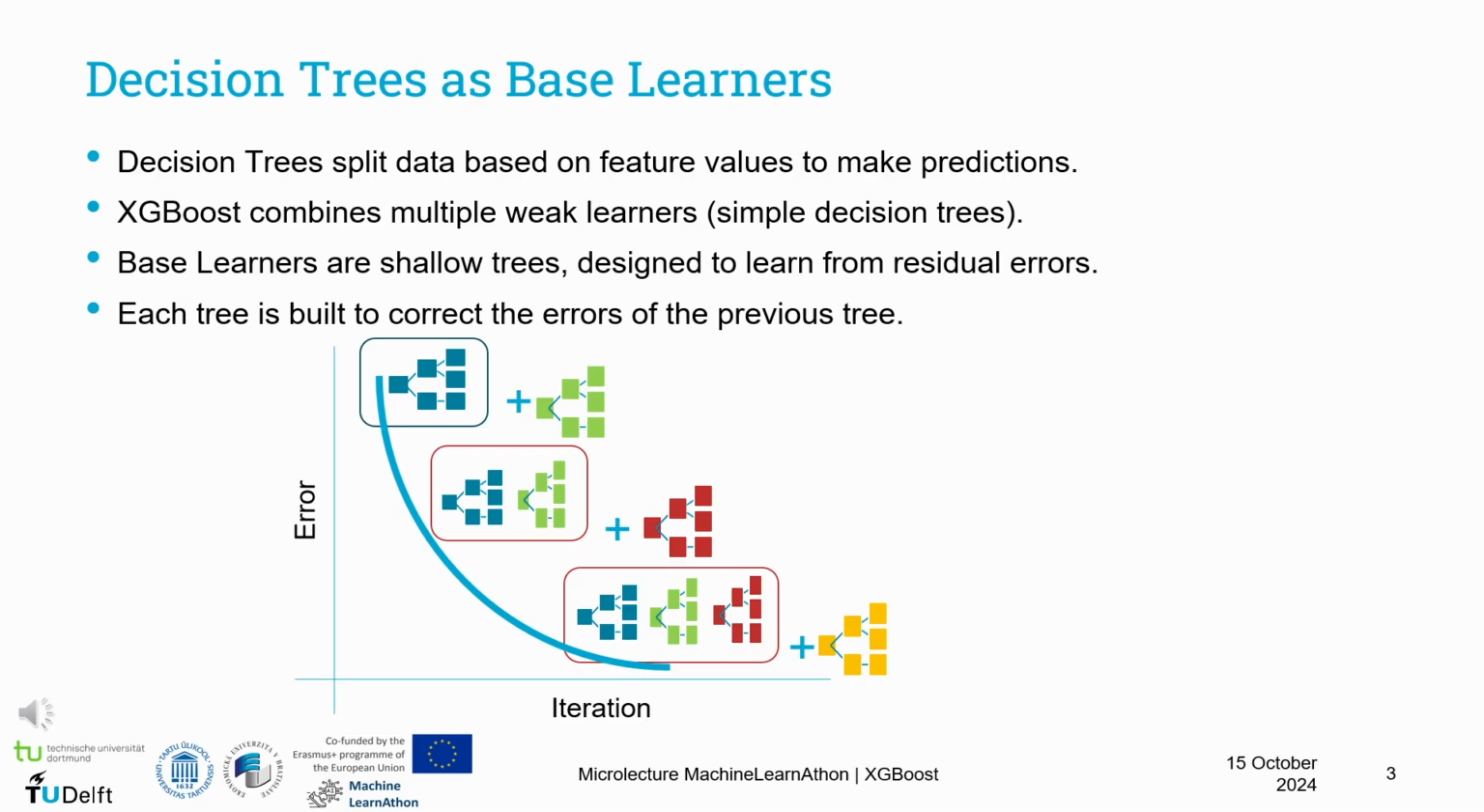At the core of XGBoost are decision trees, which serve as base learners. A decision tree splits the dataset based on features to make predictions. However, the trees used in XGBoost are usually shallow because they aim to correct the residuals, or errors, from the previous iteration rather than trying to perfectly classify the data in one go. XGBoost builds these trees in sequence, each designed to improve the shortcomings of the previous one. The sequential construction results in a more accurate and robust model.